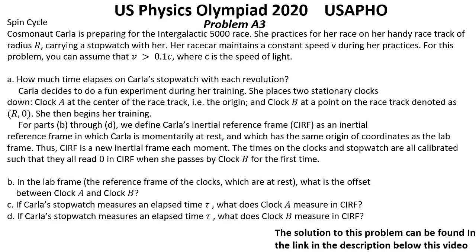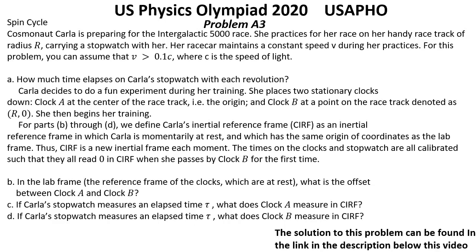Cosmonaut Clara is preparing for the intergalactic 5000 race. She practices for her race on her handy race track of radius r, carrying a stopwatch with her. Her race car maintains a constant speed v during her practices. For this problem, you can assume that v is greater than 0.1c, where c is the speed of light. Question A. How much time elapses on Clara's stopwatch with each revolution?